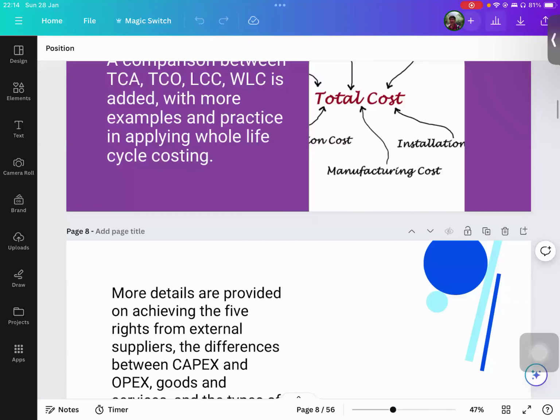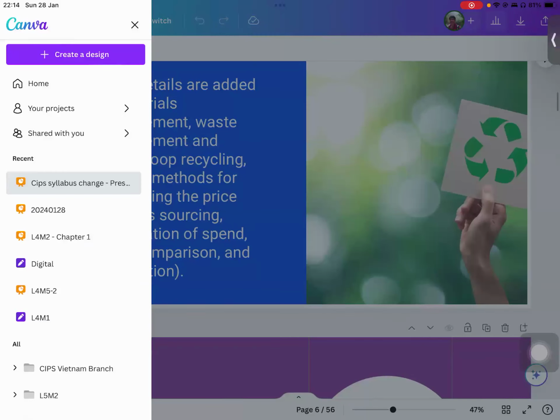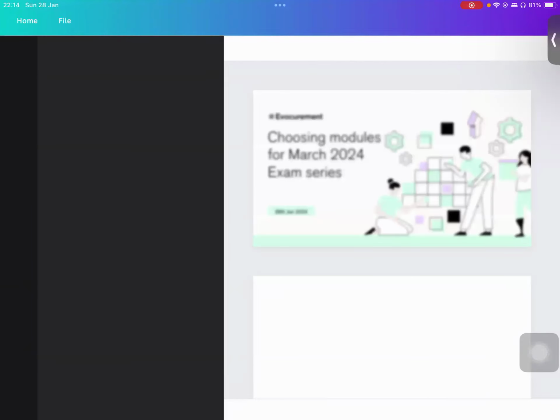And I believe that with these changes, you can see some new questions, questions that you never see in any discussion group, because it is also an opportunity for CIPS to change their questions and update their question bank.